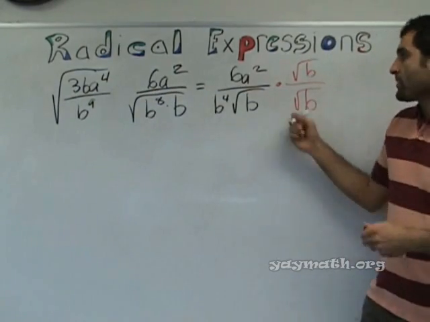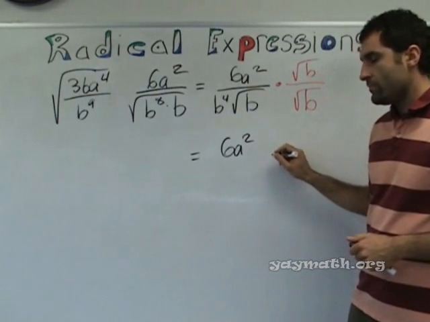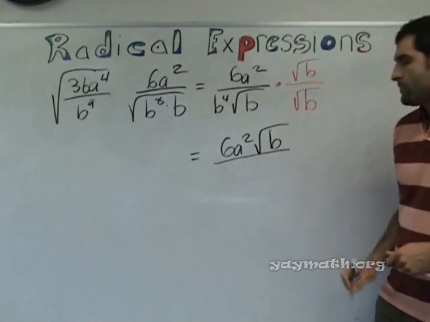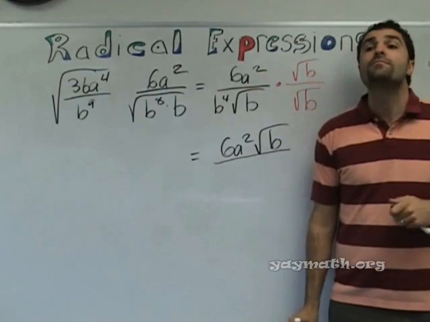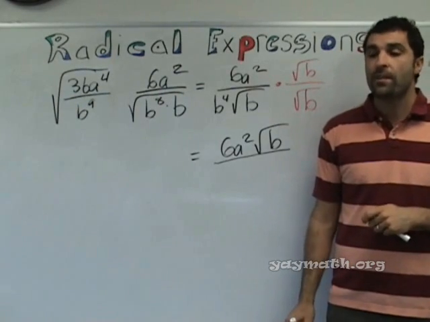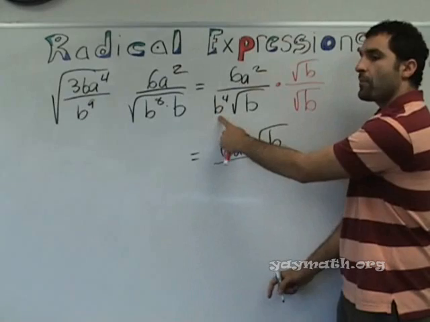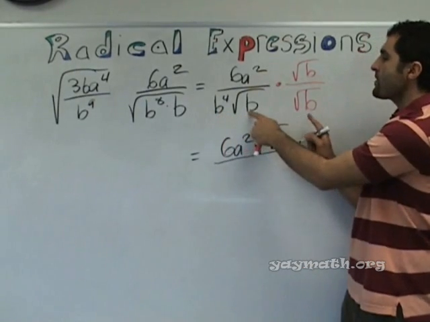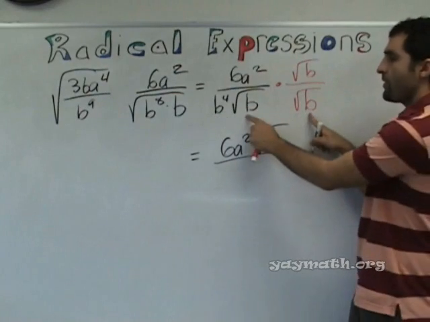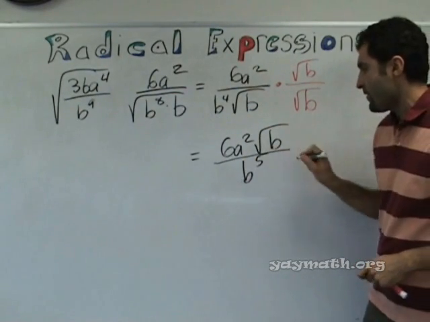And then rules for multiplying fractions. What would you say? 6a squared times rad b over b to the 4th. B to the 5th. Let's talk about why. B to the 4th remains. And now, what is the square root of b times the square root of b? It's b. So that's b to the 4th times this b. That makes b to the 5th.